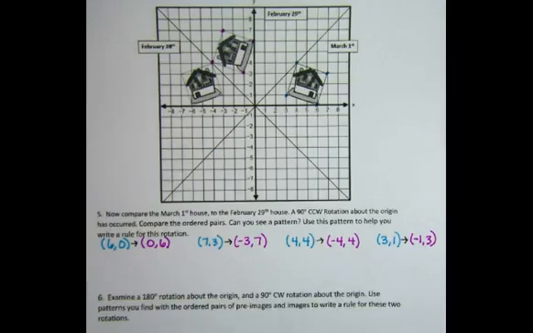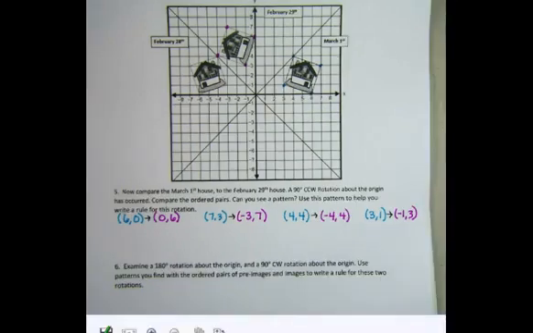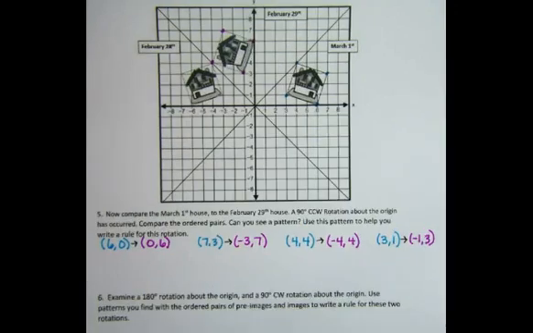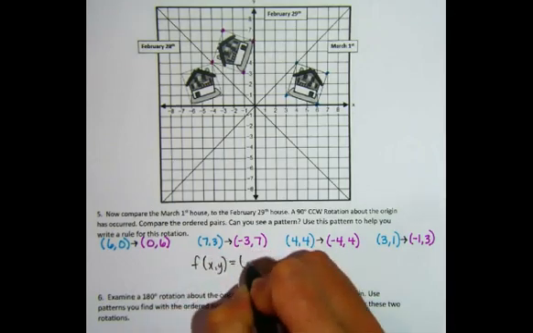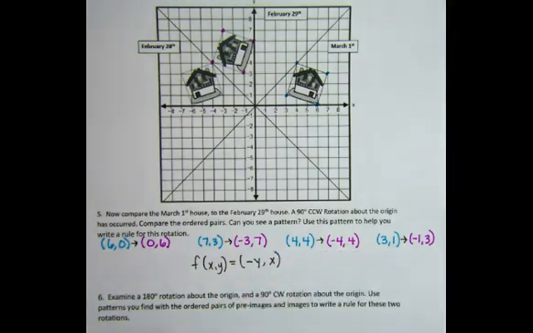For problem number 5, we were asked to compare the March 1st house to the February 29th house. We were told that a 90-degree counterclockwise rotation about the origin occurred. If we compare the ordered pairs in blue for the pre-image to the ordered pairs in purple for the image, we can see a change in position of the x and y ordered pairs. 7 was in the x position, became a 7 in the y position. The 3 in the y position moved to the x position. Additionally, in this ordered pair, we can observe that the 3, which was in the y position, changed signs when it moved to the x position. We can write the function rule f(x, y) = (-y, x) to represent this transformation.